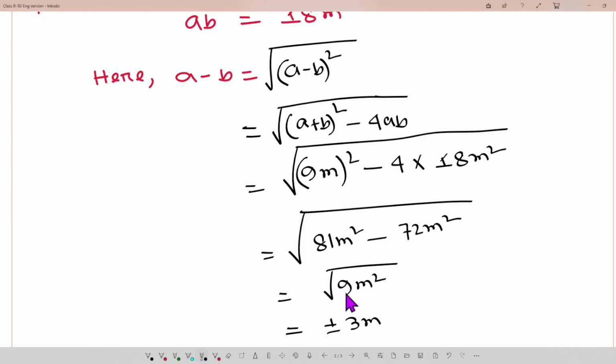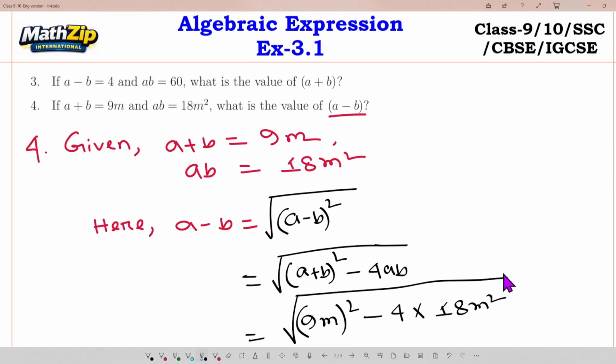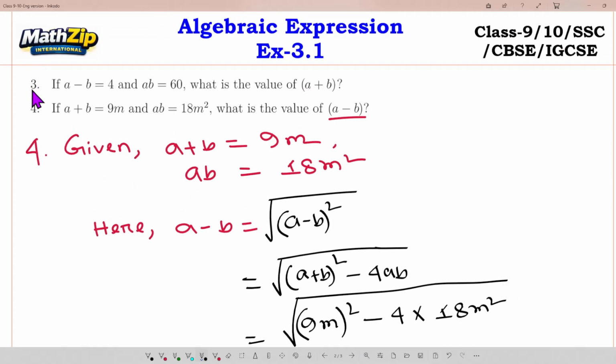9 is a perfect square, so root 9 means 3, and m square, once you take the square root, will be m. So our answer will be plus minus 3m. So these are 2 very important questions which we were trying to solve.